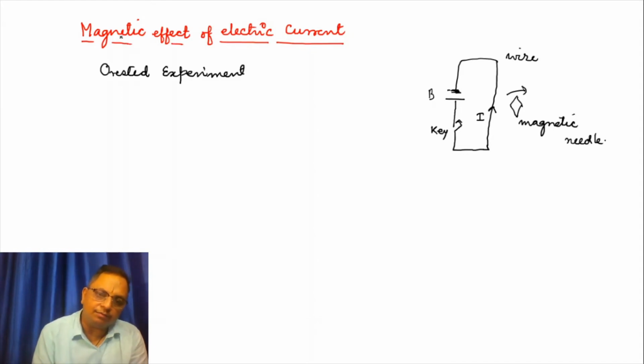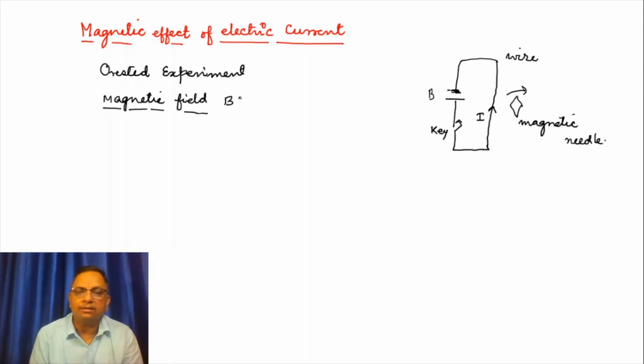Now here you are getting a new term, that is magnetic field. What is the magnetic field? Magnetic field intensity basically we have to calculate, and this is denoted by B, and this is calculated by the rule, that is Biot-Savart rule.